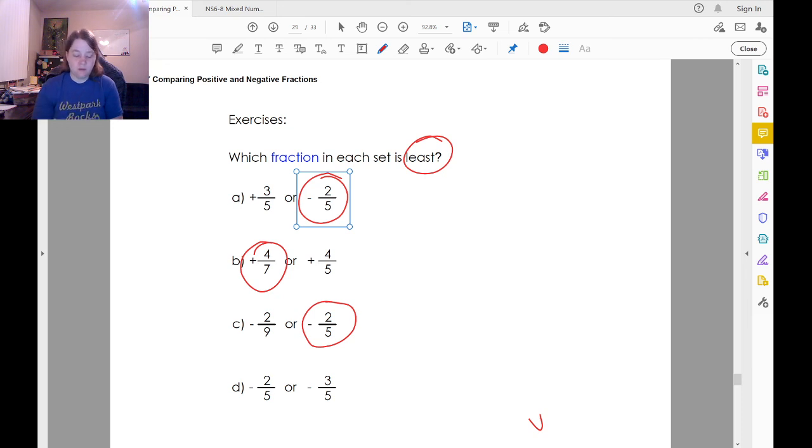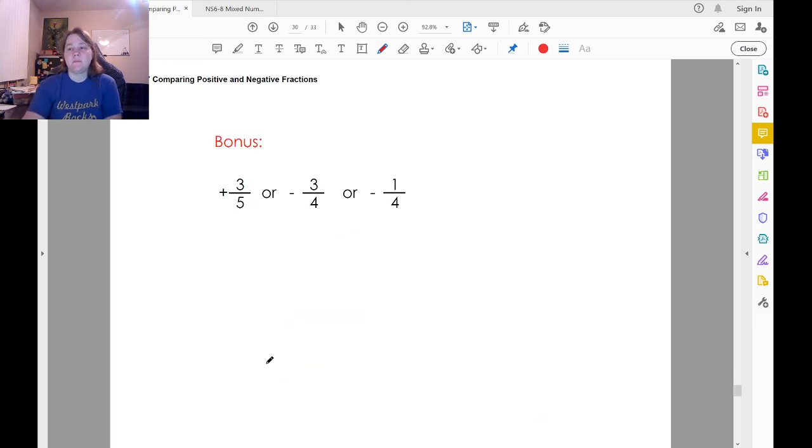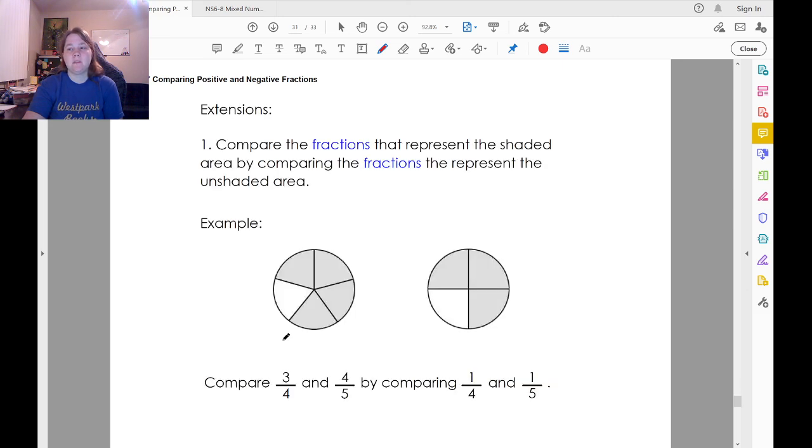Down here, would I rather give away 2/5 or give away 3/5? Well, I'd rather give away just 2/5, which means -3/5 is the least. I'm going to let you run through these bonuses. Ooh, comparing 3 numbers? What? Go ahead and read through this if you choose.